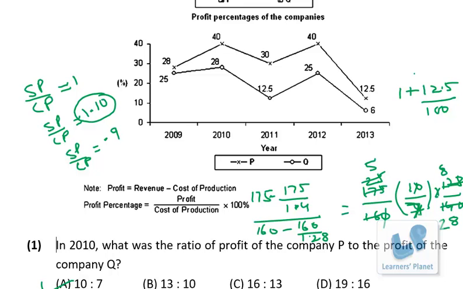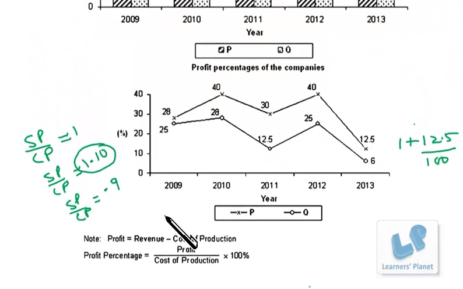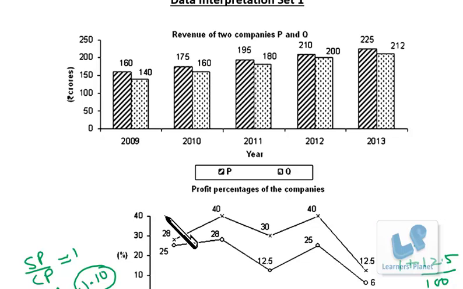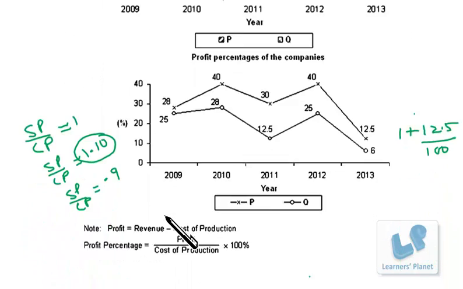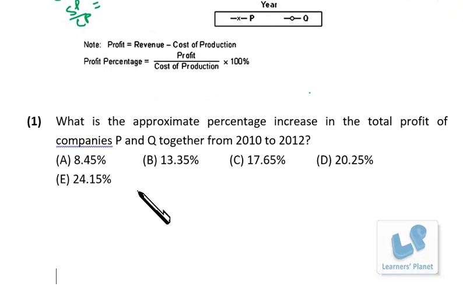Okay, this involves a lot of calculation because we have to find out the profit of both the companies for both the years, right? We just calculated the profit of company P, and just now we calculated the ratio, but in this case we have to find out the total profit, right? So the calculation will be: for 2010, the profit is what? Revenue is 175 and profit percentage is 40, right? So profit will be 175.